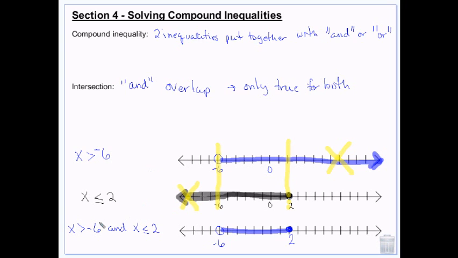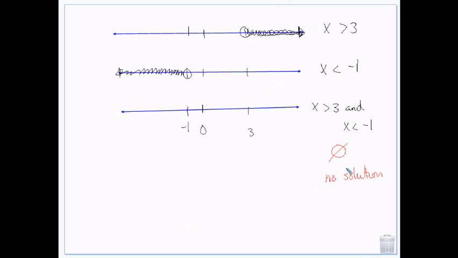We're talking about every number that's between here. Whereas if we have this one, there are no numbers that are greater than 3 and also less than negative 1, so there's no solution for this. Okay, so for an intersection, there has to be an overlap.